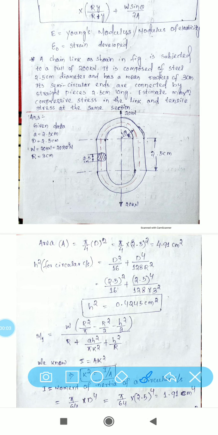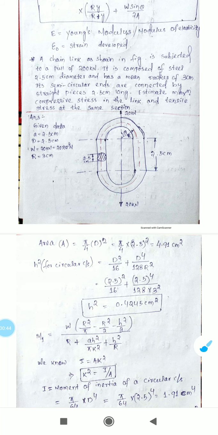In this lecture, I will solve a problem related to the chain link. The problem is: a chain link as shown in the figure is subjected to a pull of 200 kilonewton. It is composed of steel 2.5 centimeter diameter and has a mean radius of 3 centimeter. Its semicircular ends are connected by straight pieces 2.5 centimeter long. Estimate the maximum compressive stress in the link and the tensile stress at the same section.